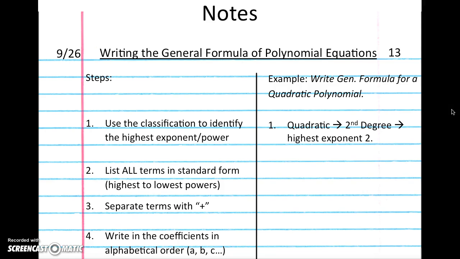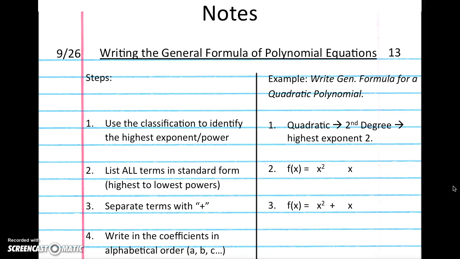The second step is list all terms in standard form from highest to lowest power. So if the highest exponent is 2, that means my first term, I'm going to write down f of x equals, first term is going to be x squared, gives me a power of 2, and then the next term is going to have a power of one number down, which will be 1. So x to the power of 1. We don't write down exponents of 1, so typically that's left as blank.